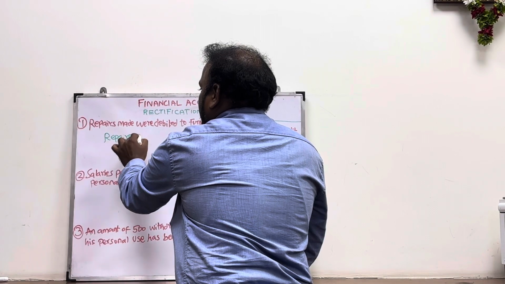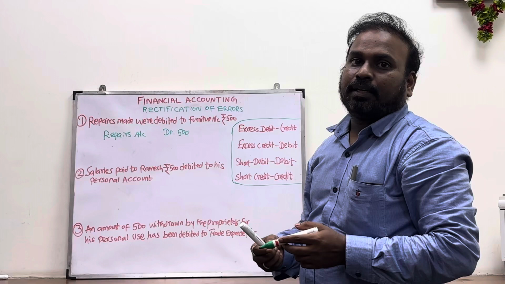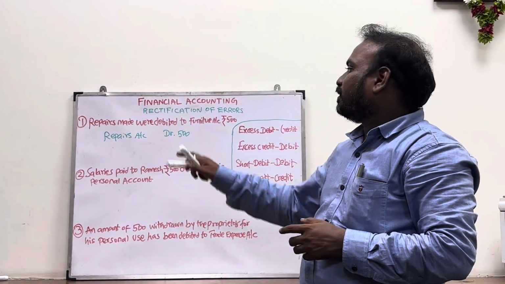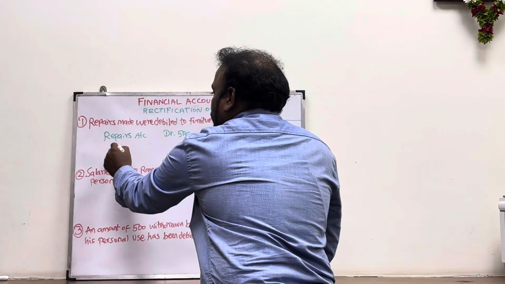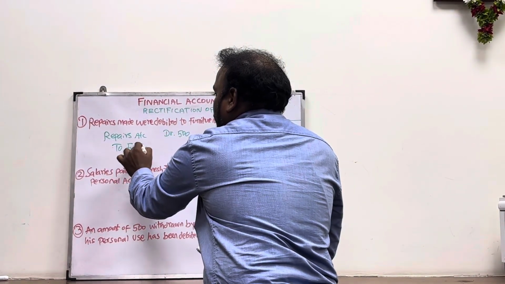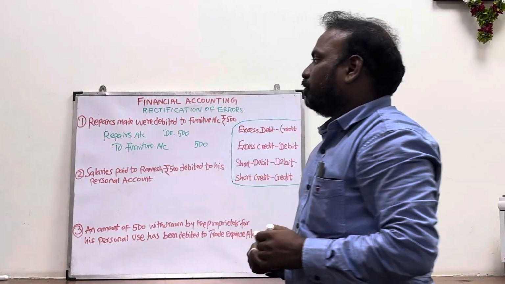And then furniture account should not be debited. We have debited. When you wrongly debited, it is called excess. So, excess debit means we have to credit the concern account. So, furniture account is to be credited. So, the entry is repairs account to furniture account 500.